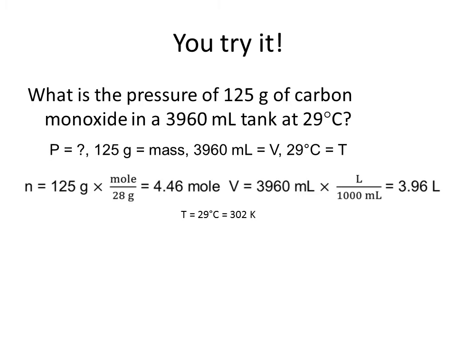Volume can be converted from milliliter to liter by using 1,000 milliliter is a liter. Now, you may have used milliliter equals 10 to the minus 3 liter. That's good. And then temperature, I add 273, and that gives me 302 Kelvin.